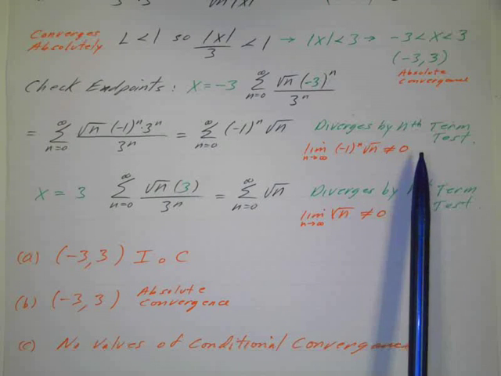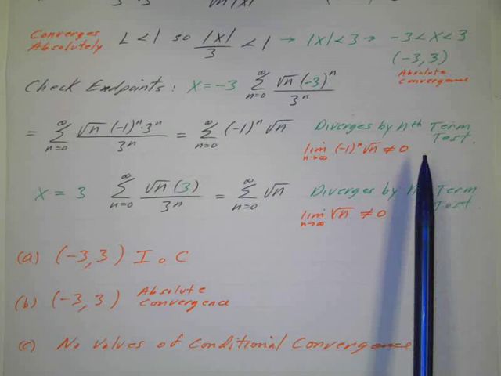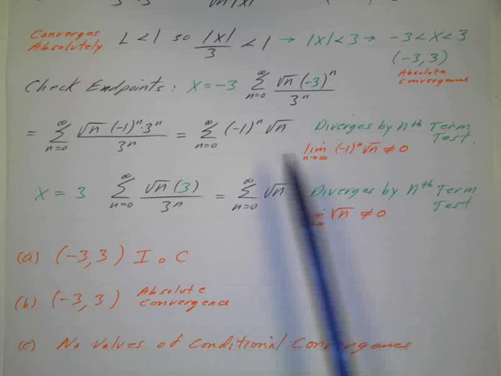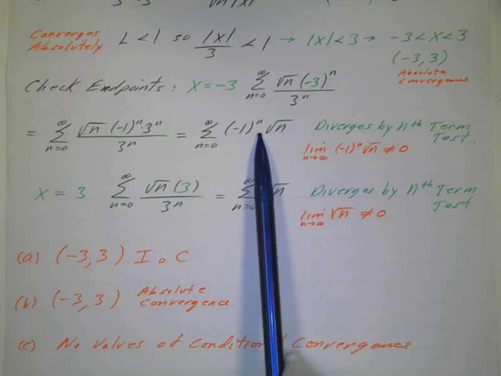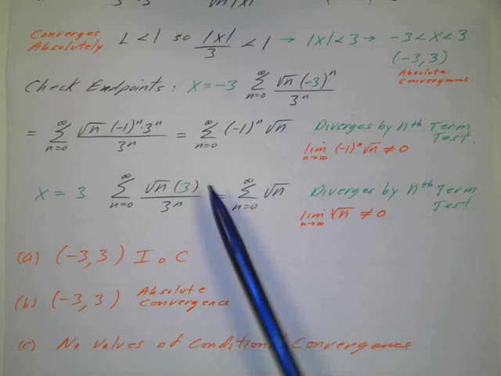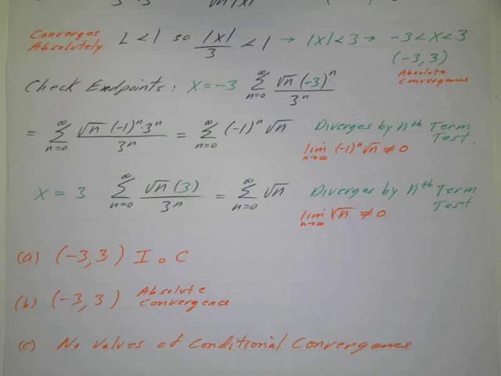It must equal 0 if it converges. The limit equals 0 if it converges. So therefore, if it doesn't equal 0, it can't converge. So it diverges by the nth term test. Remember, we use a contrapositive there to verify that logically.